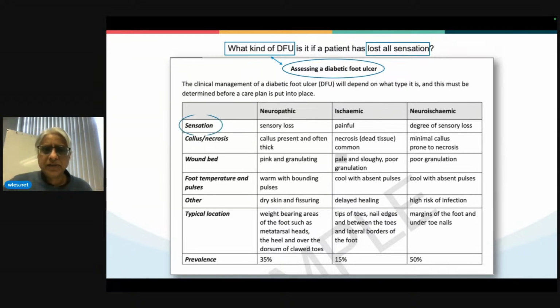Okay, so loss of all sensation, you can see the word sensation there. Sensory loss, okay, so the answer was neuropathic. I can see a lot of you have got it.